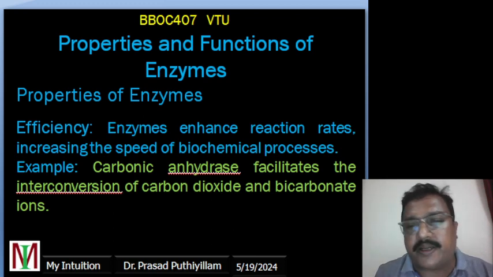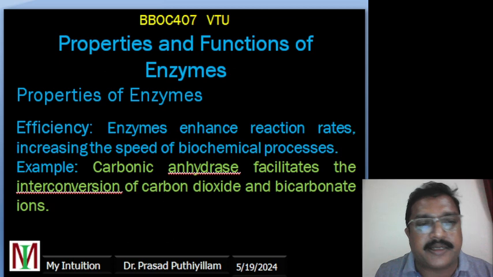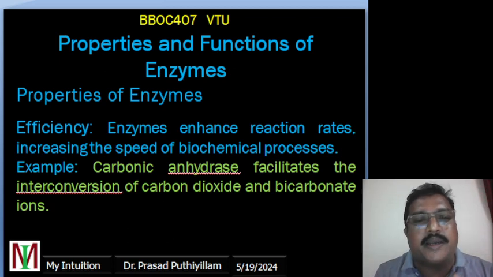For example, take carbonic anhydrase, which helps to move carbon dioxide around our body. When we inhale, oxygen goes to the body, and each cell uses the oxygen and releases carbon dioxide.